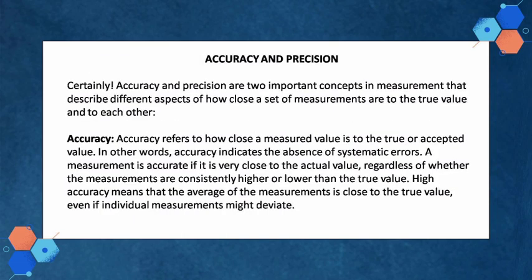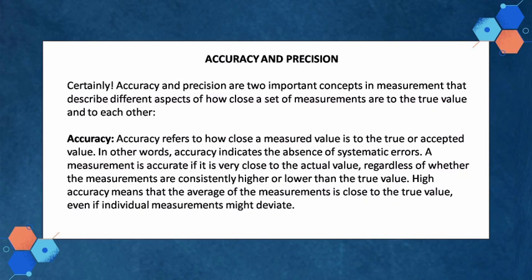Last topic is accuracy and precision. Certainly, accuracy and precision are two important concepts in measurement that describe different aspects of how close a set of measurements are to the true value and to each other. First, accuracy. Accuracy refers to how close a measured value is to the true or accepted value. In other words, accuracy indicates the absence of systematic errors. A measurement is accurate if it is very close to the actual value, regardless of whether the measurements are consistently higher or lower than the true value.